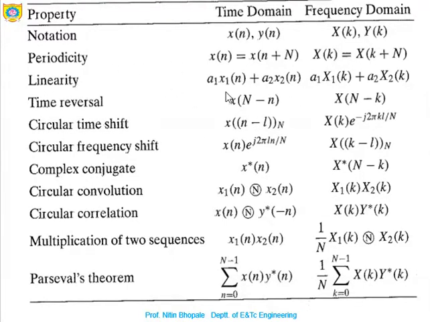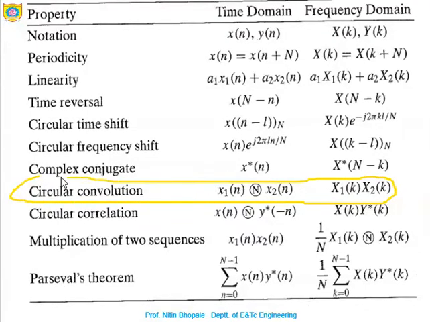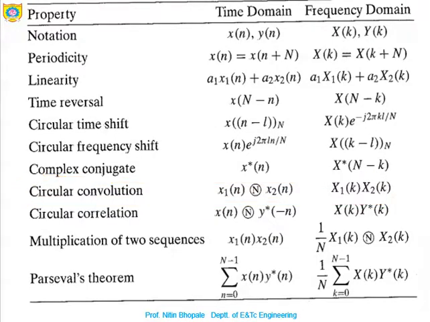If it is linearity, a1 x1 of n plus a2 x2 of n will be given as a1 X1 of k plus a2 X2 of k. Next, if it is time reversal, x of N minus n will be replaced as X of N minus k. Likewise, the further properties are provided. Now we will concentrate on this circular convolution. What exactly is the circular convolution? This is an important property, so let's proceed.